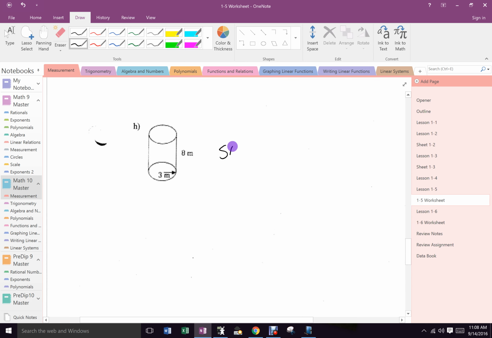Surface area of a cylinder: 2 pi r squared plus 2 pi r h. Two pi 3 squared plus 2 pi 3 times 8. That's 18 pi plus 48 pi, 66 pi.